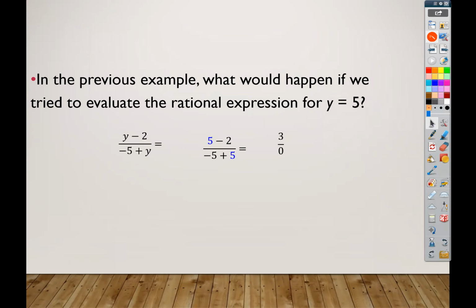In the previous example, what would happen if we tried to evaluate the rational expression for y equals 5? You can see that if I plug a 5 in, I would get a 0 in the denominator. That means that expression is undefined. Anytime 0 is underneath, it's undefined.